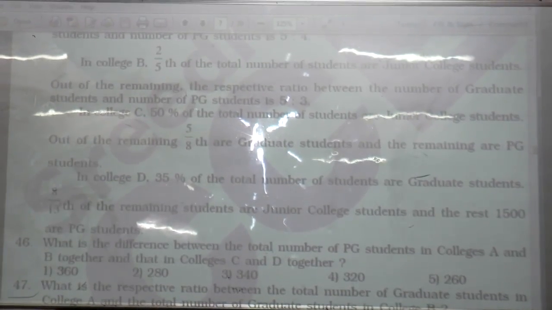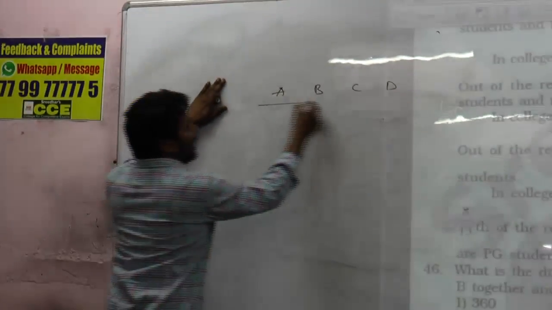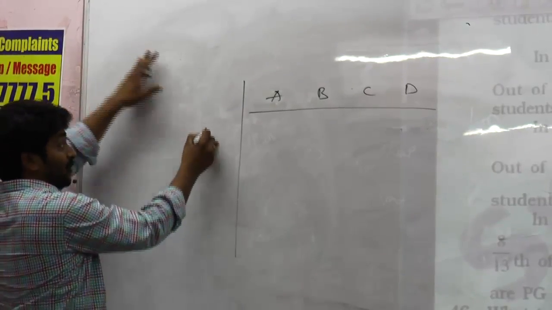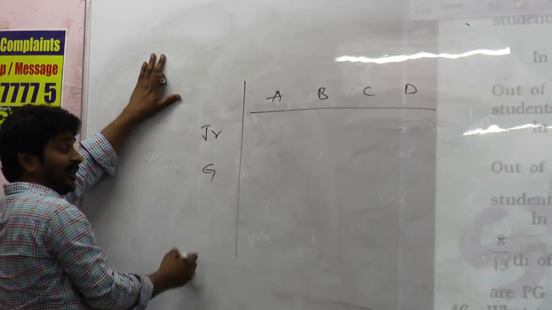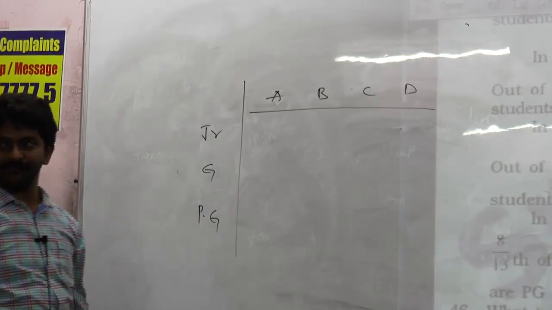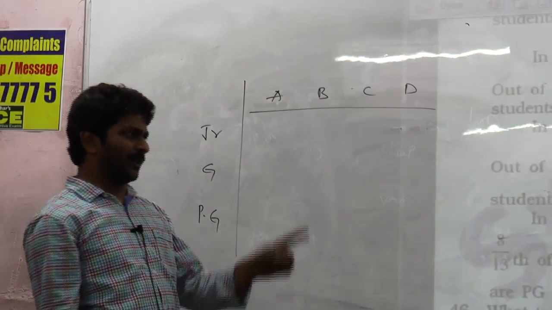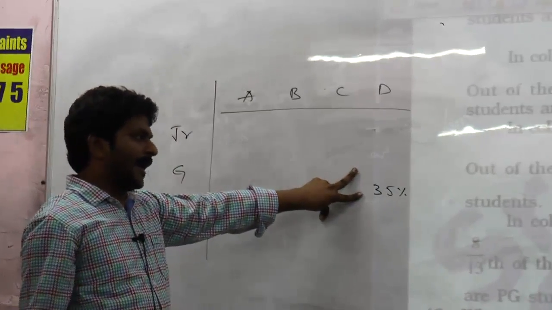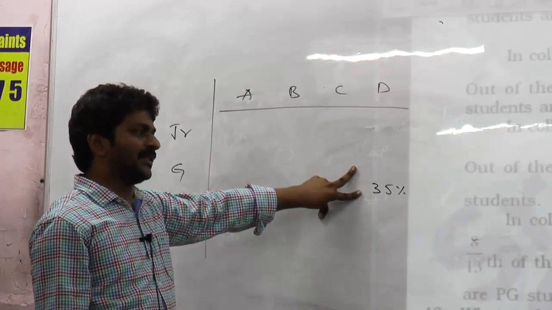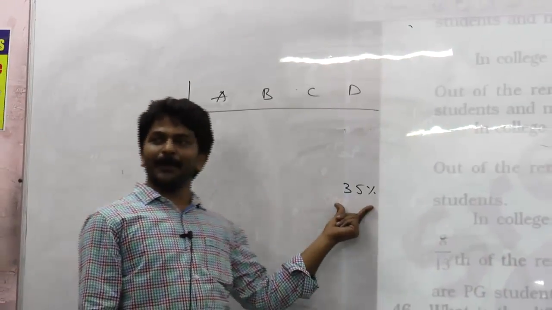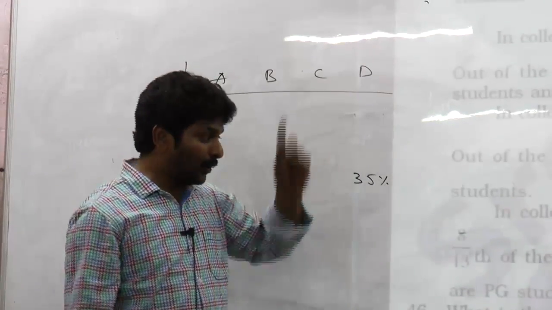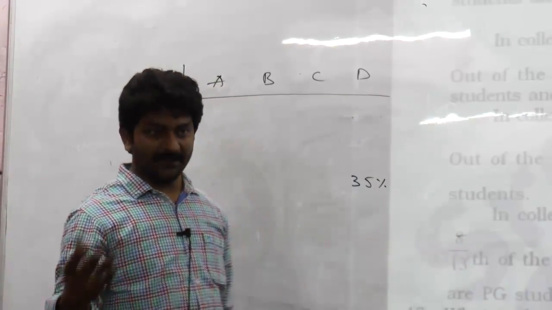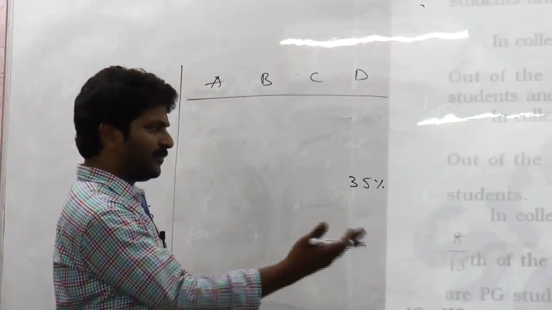So we have 4 categories, 4 colleges A, B, C, D, and in each college we have junior college, graduates, postgraduates. And in college D, 35% of the total number of students are graduates. This is 35% already. And 8/13 of the remaining students are junior colleges. 35% is over, remaining is 65%. Out of 65%, 1/13 is 5%. 8/13, 8 fives is 40%. 40% are from junior colleges.